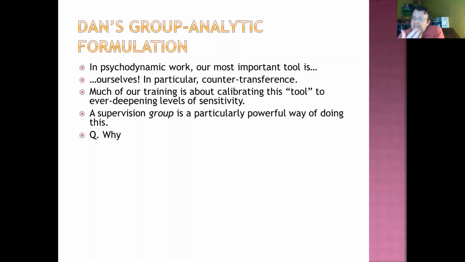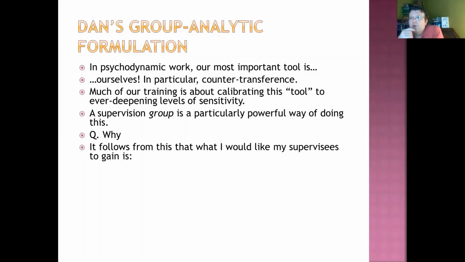And for this reason, a supervision group isn't just a compromise because maybe there isn't enough time or it would cost too much to have individual supervision. It can in many ways have advantages, in the same way a therapy group can have advantages over individual therapy, and it's not just second best. Sometimes it can be even better because of what's available through that route.